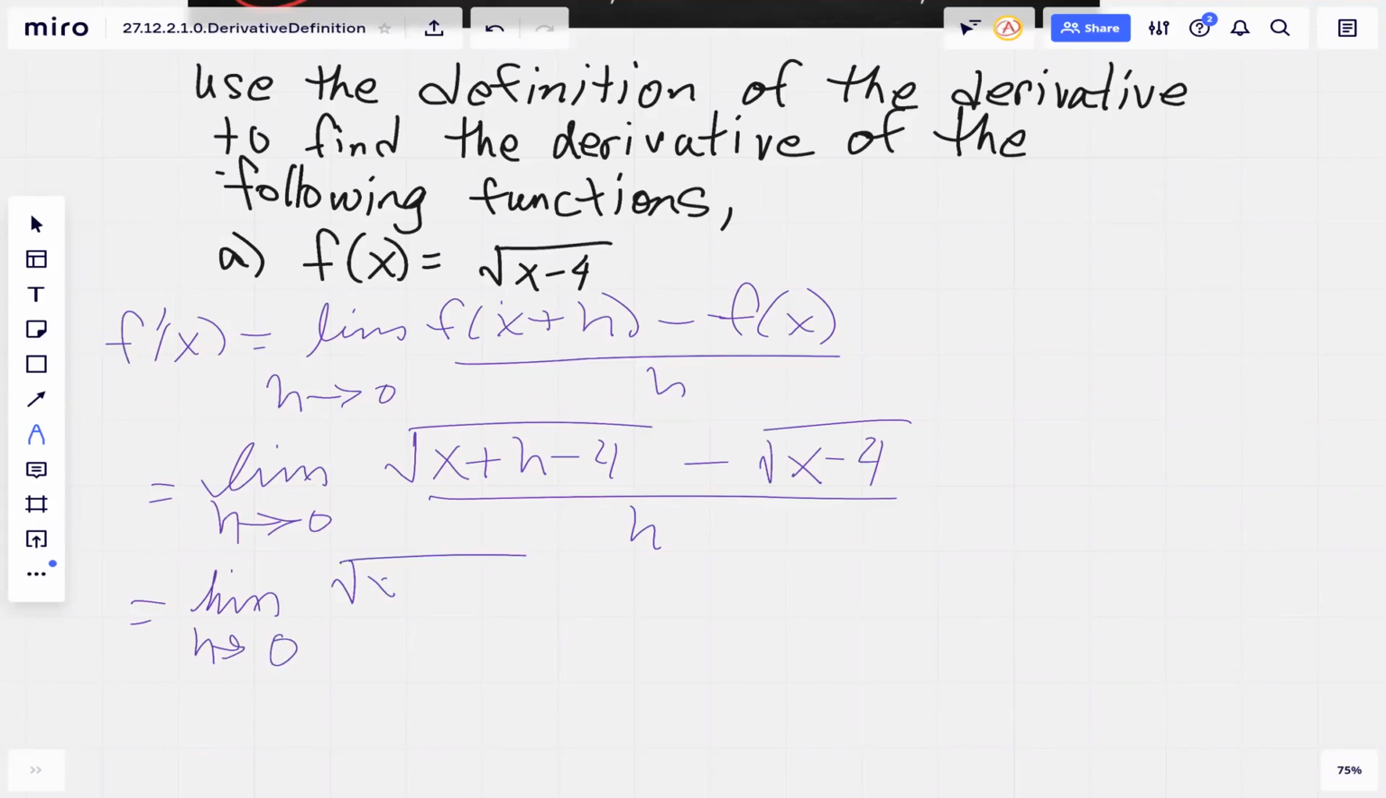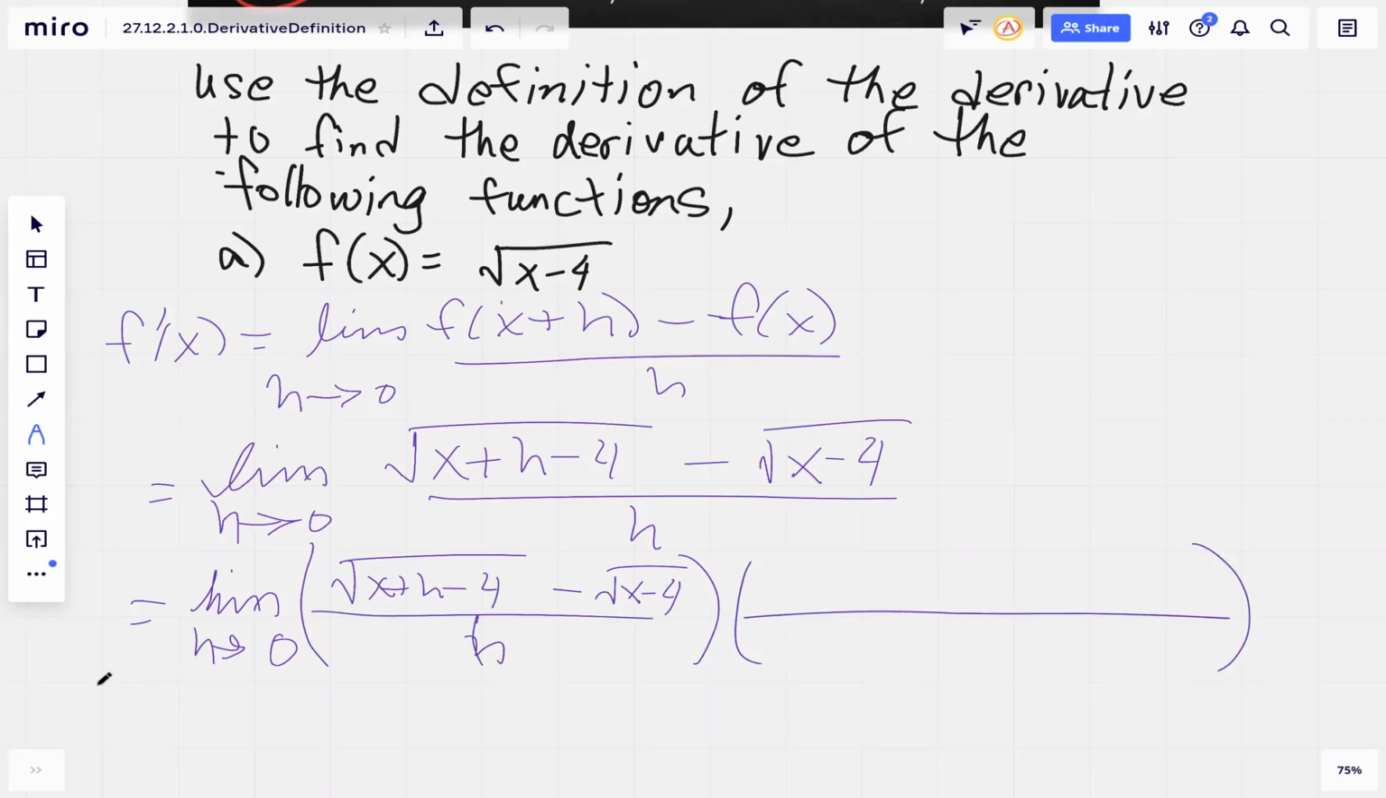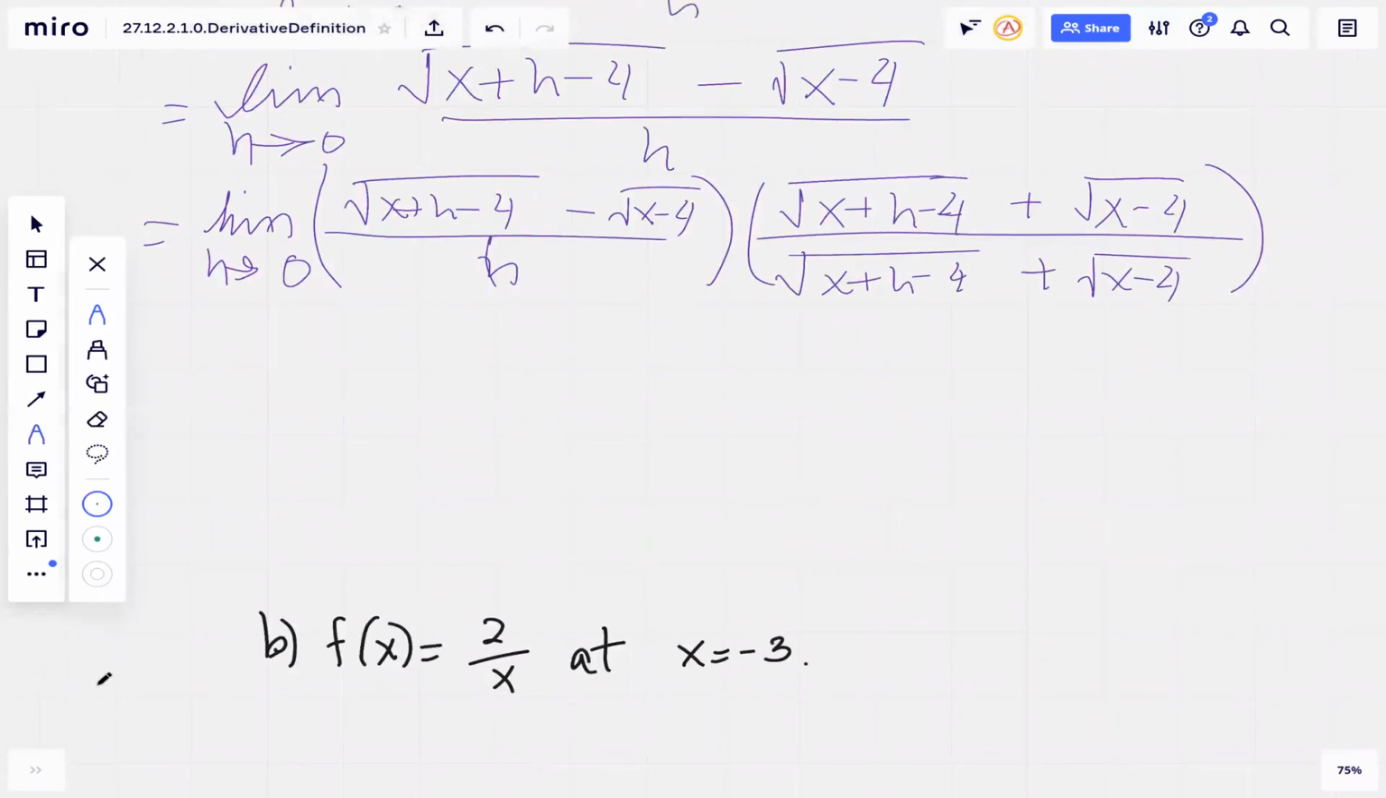So let's just write out what we have. Okay, so now we need to multiply this by a conveniently chosen number 1. All right. So we're going to multiply it by the square root of x plus h minus 4 plus the square root of x minus 4. Okay, so doing this, let's see what we get.